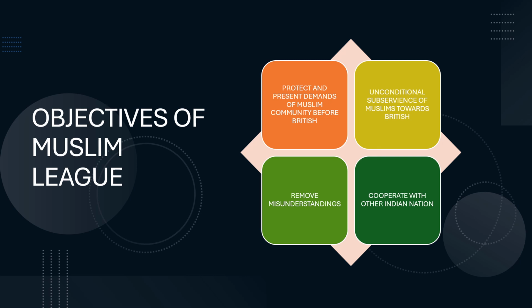My dear students, the Muslim League had to prove to the British government that they would be loyal to it. That is why unconditional subservience was added to the objectives of the Muslim League. Then there was the protection and presentation of the demands of the Muslim community before the British, removing the misunderstandings between the British and the Muslims, and cooperating with the other nations.